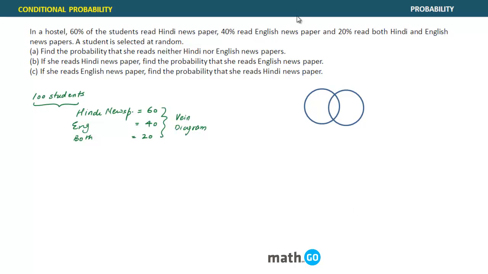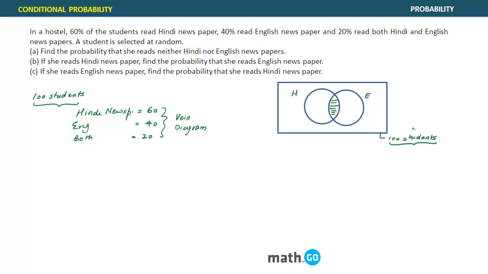So this is the Venn diagram in some way where I can say that this is the Hindi newspaper and this is the English newspaper, and this chunk reads both of them, right? And this outer rectangle is basically the sample space, that is the total number of students. It might not be necessary that every student reads a newspaper, right? So this is the sample space, that is 100 students, which we have converted into numbers. Okay, now let's go ahead and read the problems.